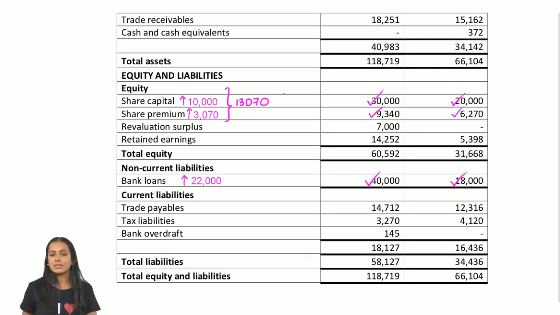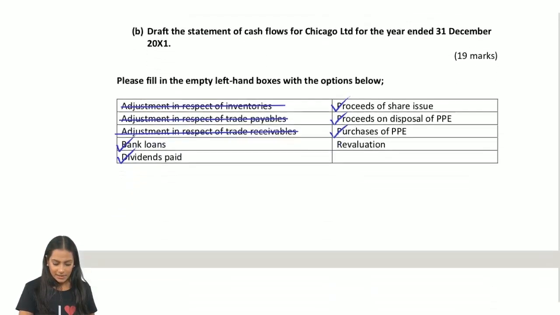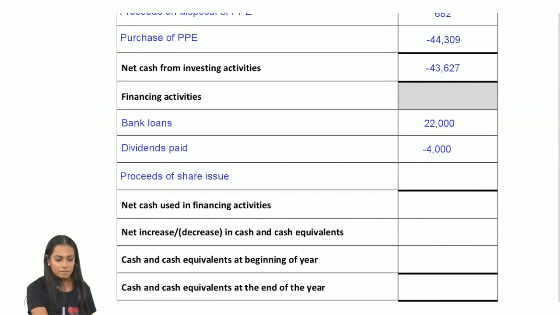You should know from your studies that a bonus issue is giving shares away for free. There is no cash raised here, so you should not be confused with a bonus issue. Only selling shares at market value and giving away shares under a rights issue will be where you're raising cash. So that will be an inflow of 13,070. If I type that in here, 13,070. And now we're going to be adding down to get the net cash from financing activities.